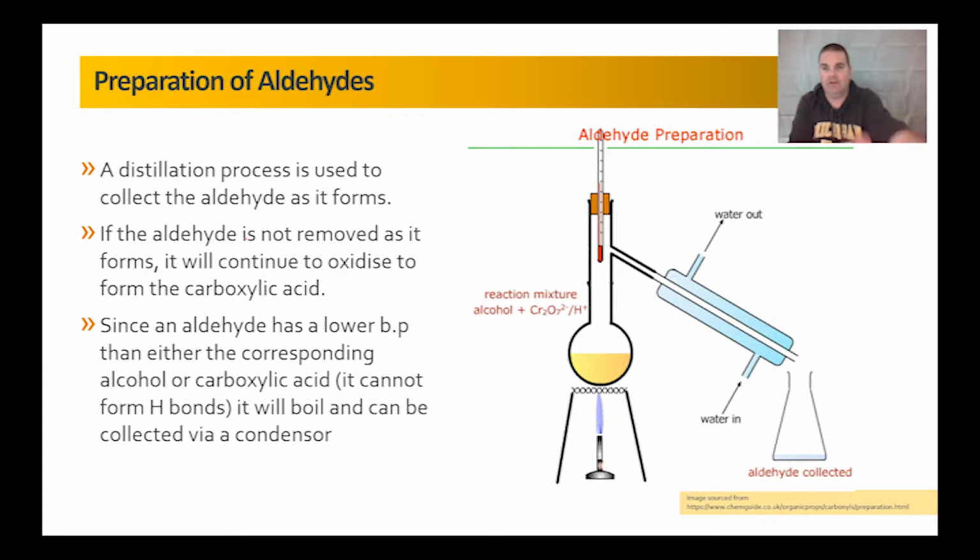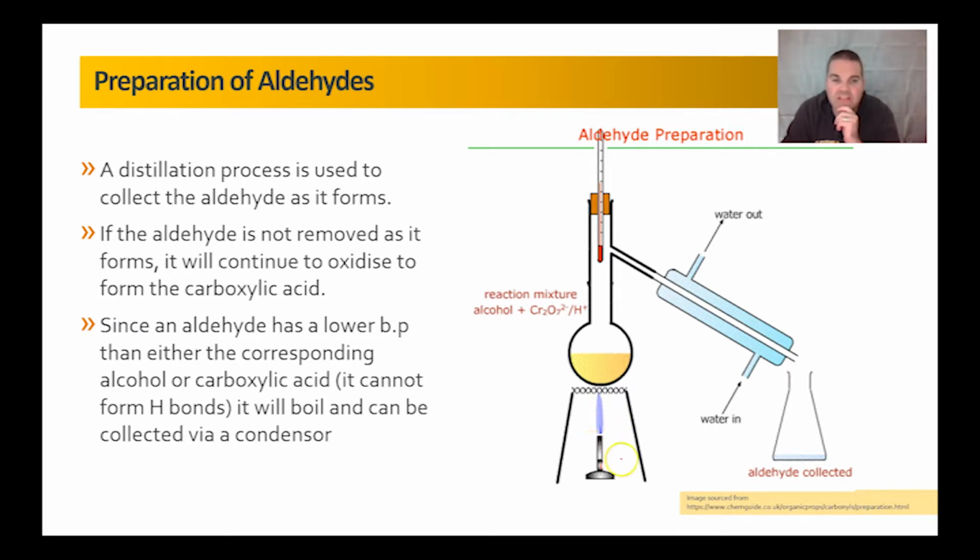Now to get the aldehyde, remember if you use oxidation of the primary alcohol with acidified dichromate, we said it'll go to the acid pretty quickly. So what we do is we rely upon the fact that the aldehyde has a lower boiling point than the alcohol. So we have a controlled reaction. Sometimes you might see them drop the acidified dichromate in slowly to the alcohol, so it's a very controlled reaction.